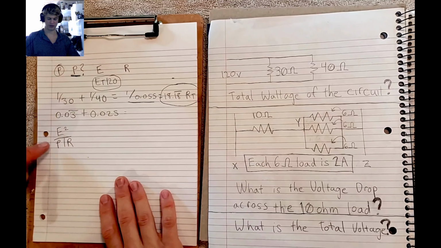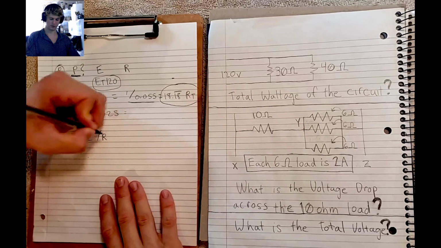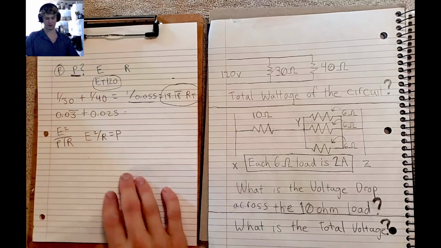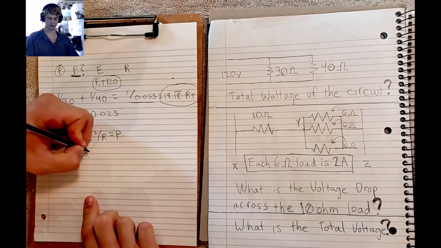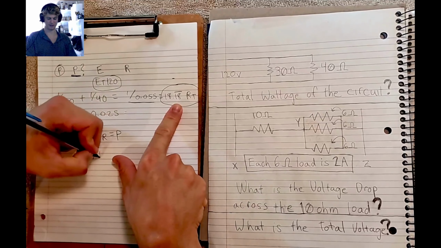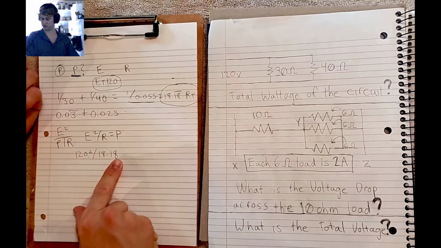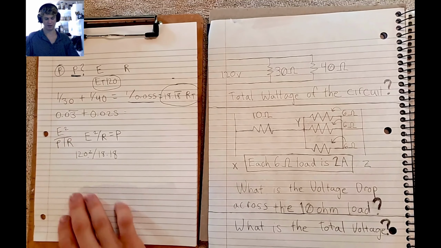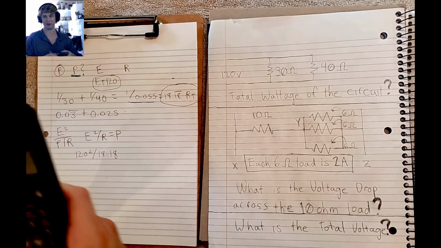So now I know if I want to find P, I'm going to do E squared over R. So E squared over R equals P. I know that my E is 120, so I'm going to do 120 squared divided by my R, which I know is 18.18 repeating, but in this case I'm just going to do 18.18, at least to begin with. Now let's do this, and then we'll come up with the answer, and then I'll show you a possibly better way to solve this now that we did it this way.